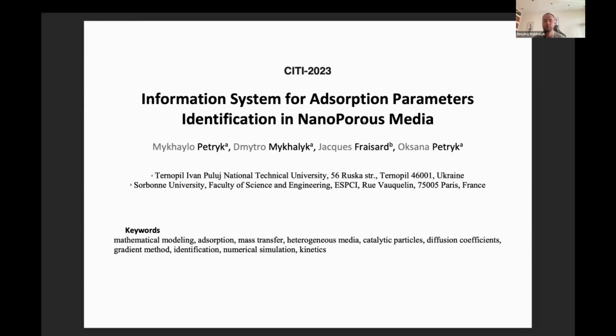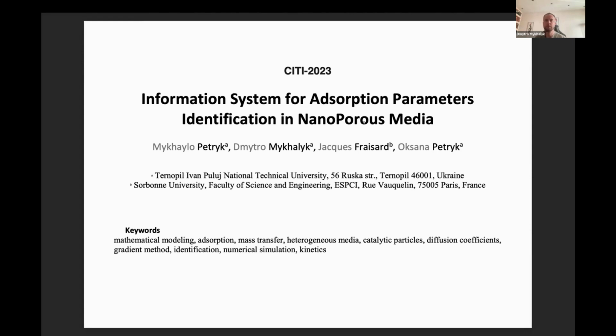The goal of the current research was to combine the mathematical model, the theory of optimal control, and the advantages of software engineering to build an information system for absorption parameter identification.